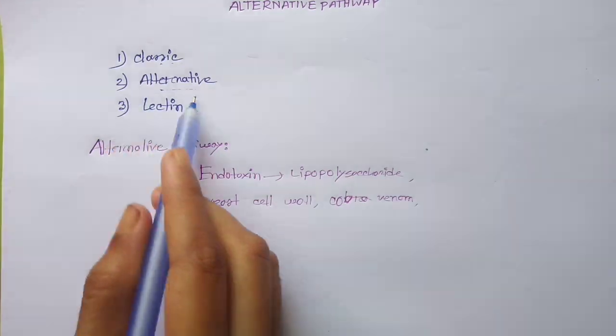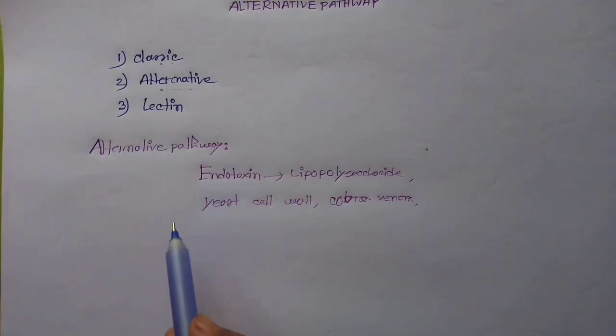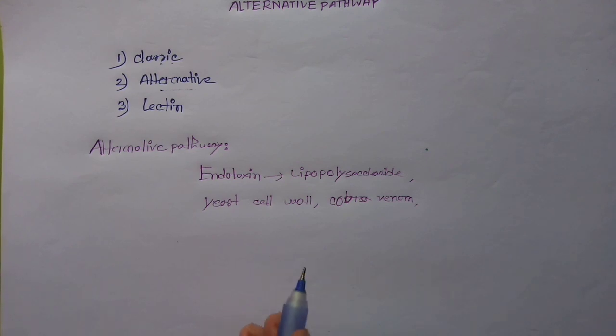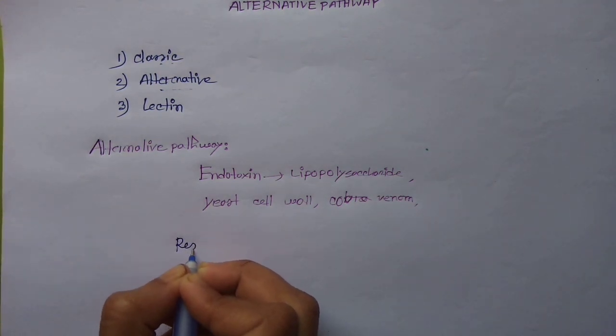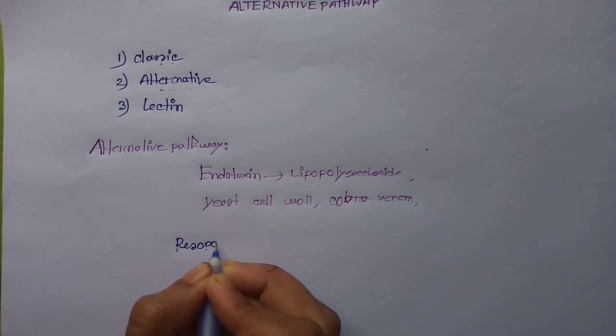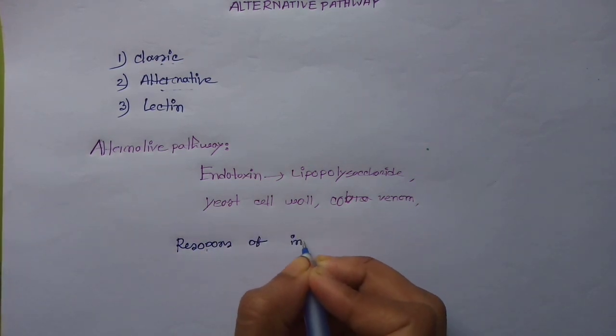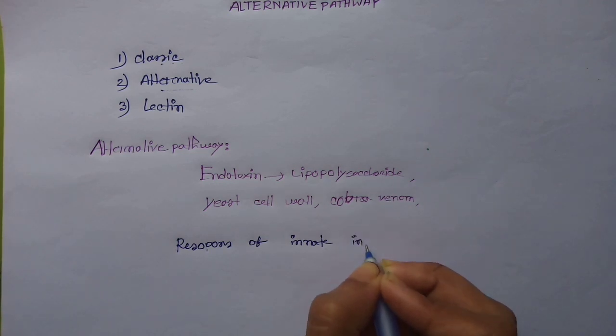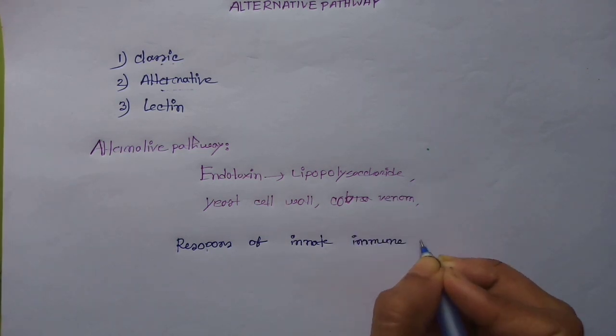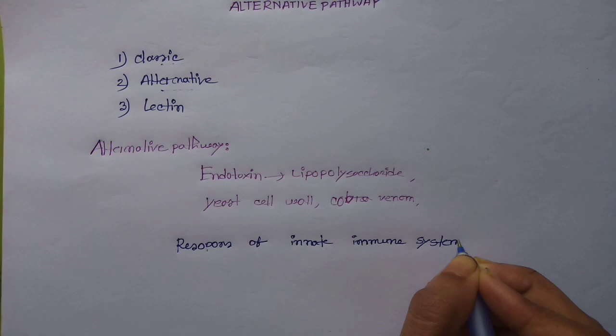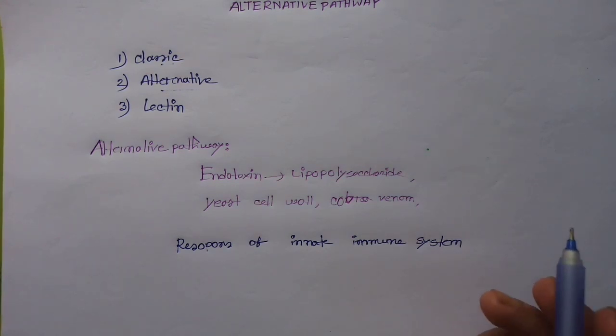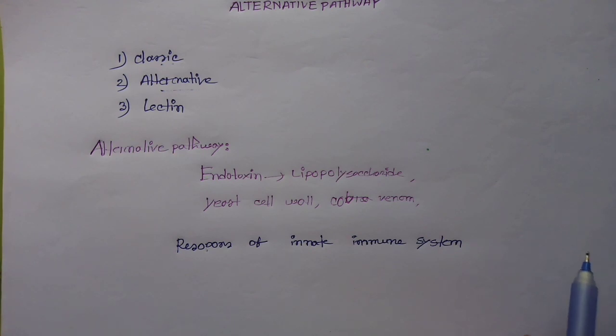The alternative pathway was discovered after the classic pathway, and it is a response of the innate immune system, in contrast to the classic pathway, which is a response of adaptive immunity. So, let's go through the alternative pathway in detail.